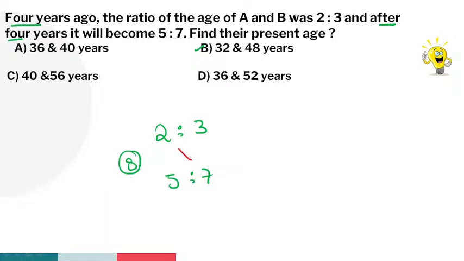What is the first step? Cross multiplication. Check the difference. 7 twos are 14. 5 threes are 15. Difference is how much? 1. 5 7 difference is how much? 2. Right. First find out the AA.